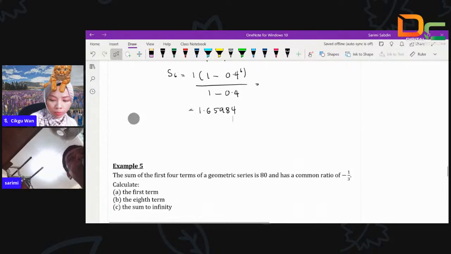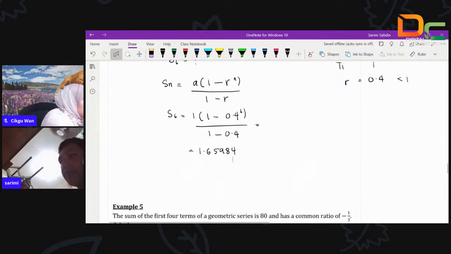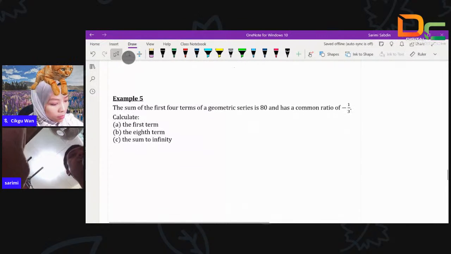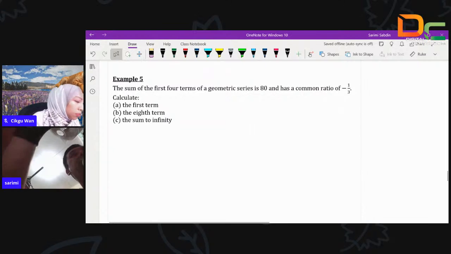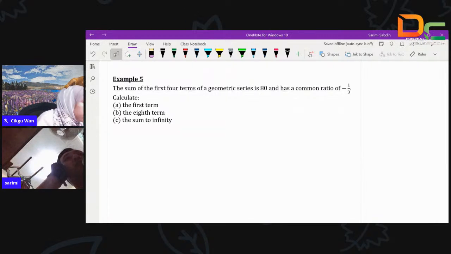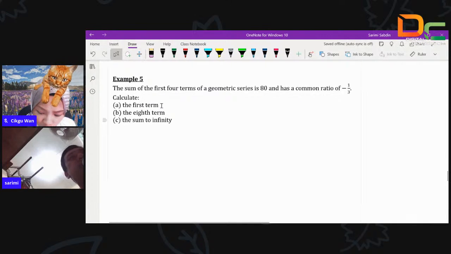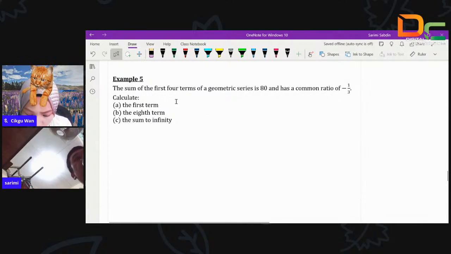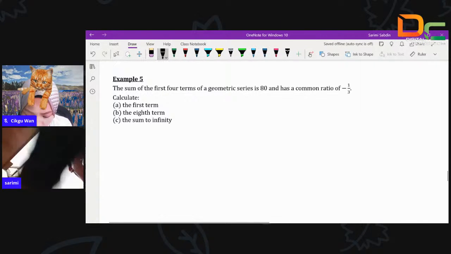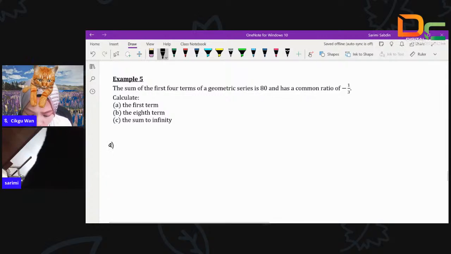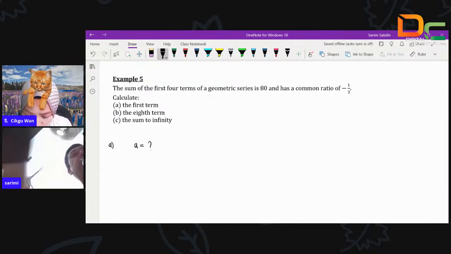Example 5. Okay, still about the sum. The sum of the first four terms of a geometric sequence is 80 and has a common ratio of negative 1 over 3. So calculate the first term, the eighth term, and the sum to infinity. Alright, so this question has sum to infinity. So we do the first question, which is the first term. The first term is A, so we need to find A.